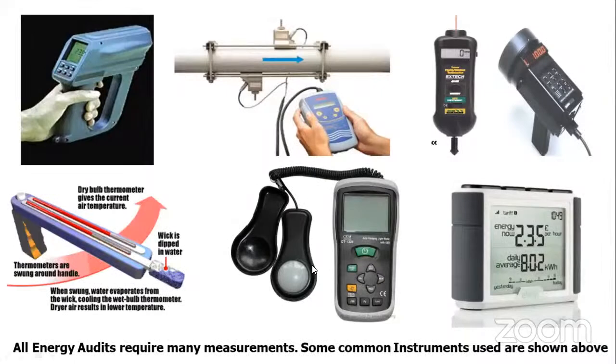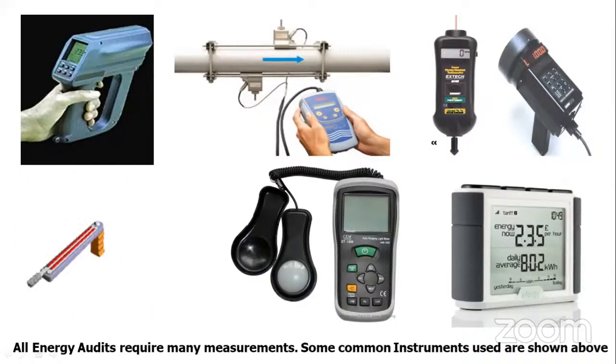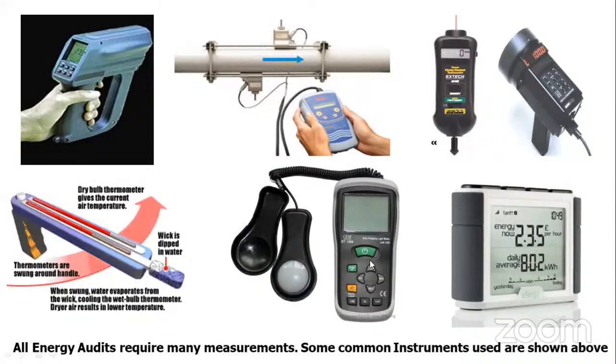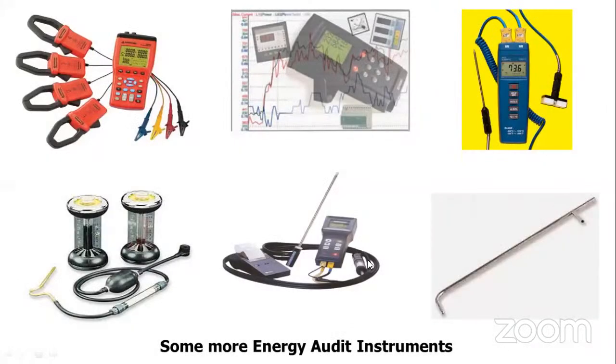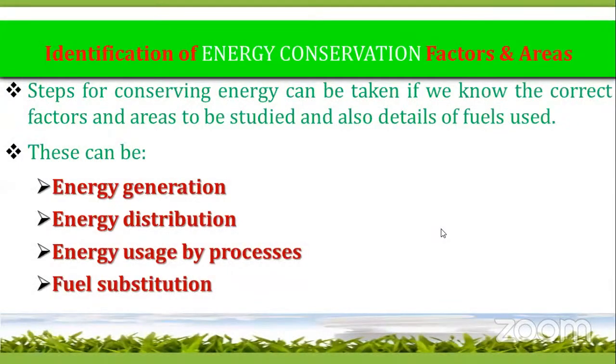These are some equipments commonly utilized for measurements. We would name each and everything according to usage. I have just listed out the equipment which would carry out the process. This is a real-time three-phase watt meter which can be utilized, and thermal and other process flow equipments are listed here. Okay, fine. Identification of energy conservation factors and areas.